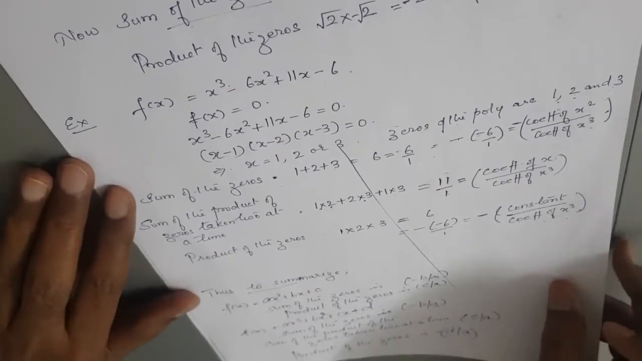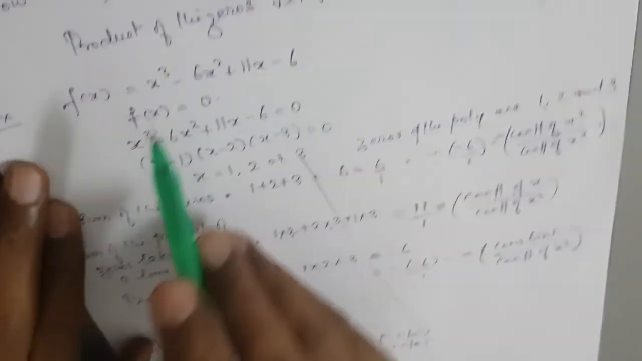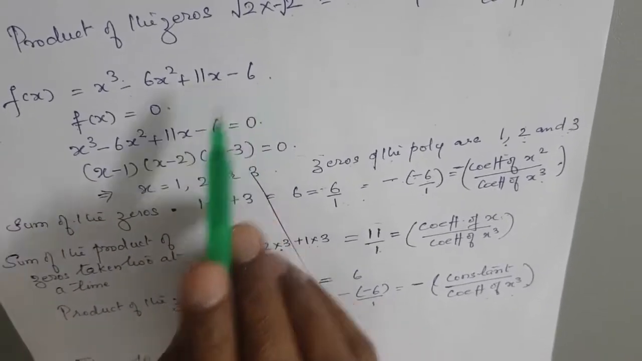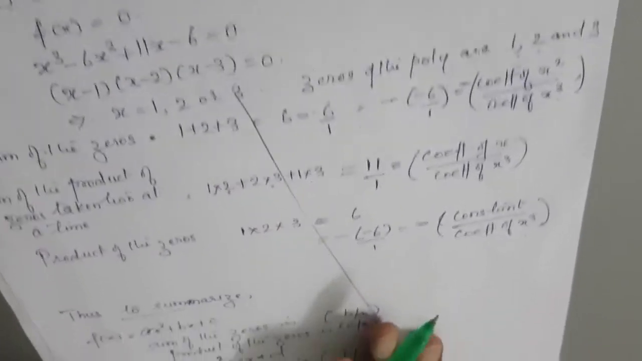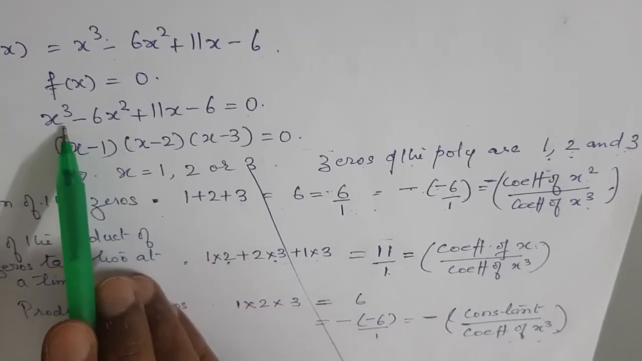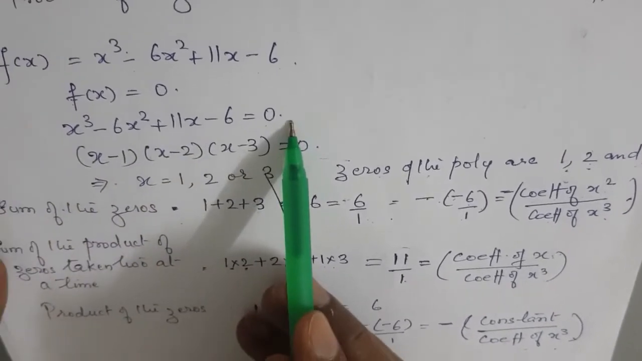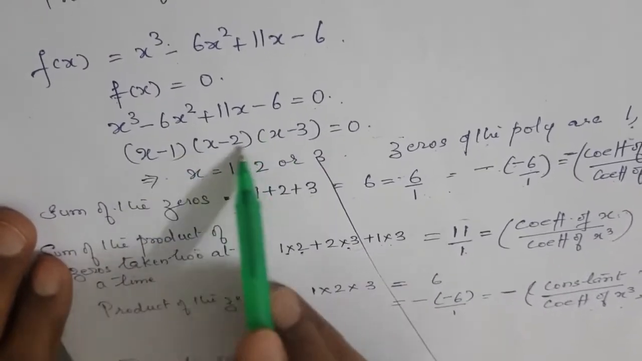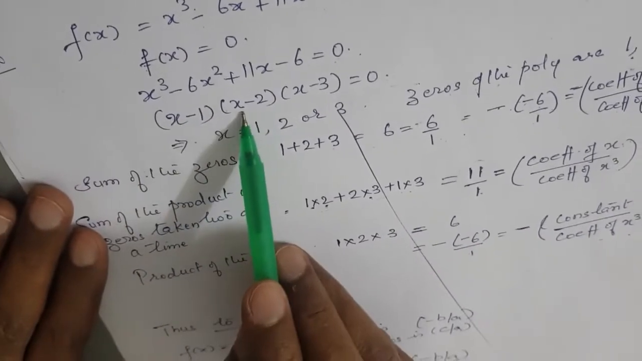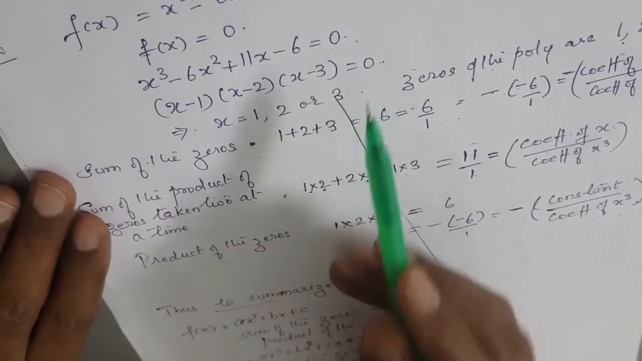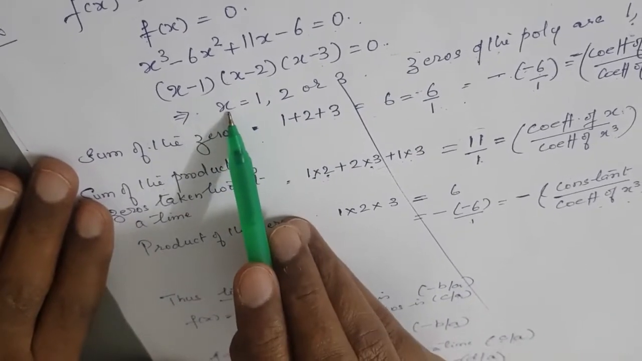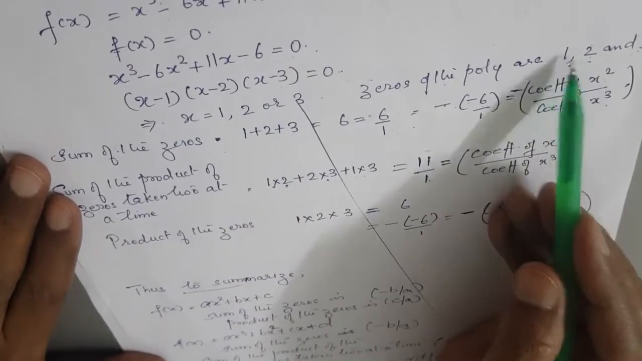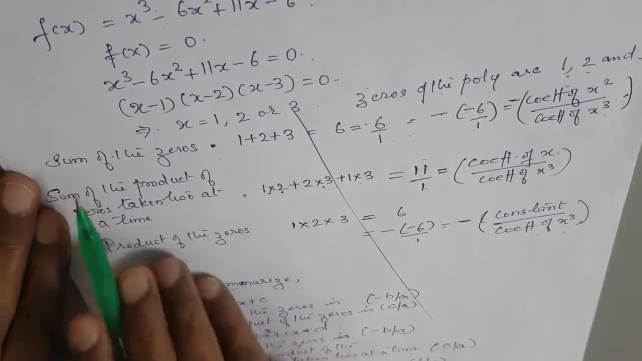Now next example. This is a cubic polynomial. f(x) is equal to x cube minus 6x square plus 11x minus 6. Find the zeros. f(x) is equal to 0. Equate this to 0, that is x cube minus 6x square plus 11x minus 6 is equal to 0, and from there you, by using hit and trial method, find the factors. The factors of this are x minus 1, x minus 2 and x minus 3. Equate it to 0. You will get the values of x as either 1, 2 or 3. Therefore, the zeros of the polynomial are what? 1, 2 and 3.